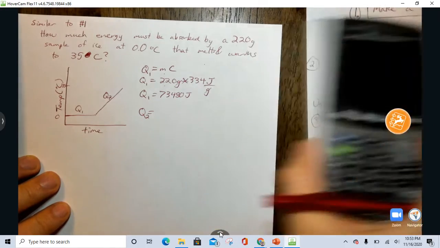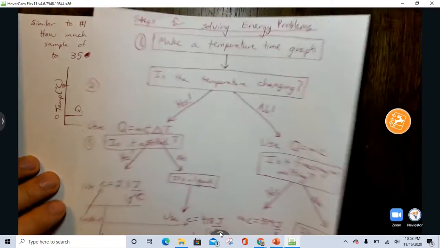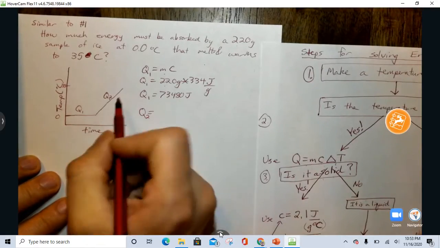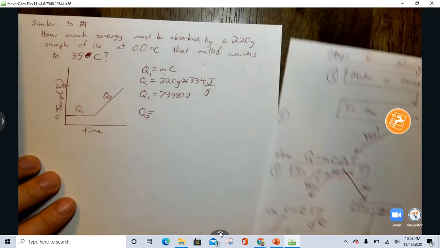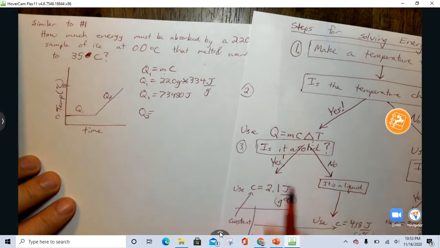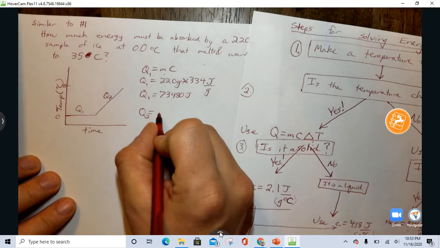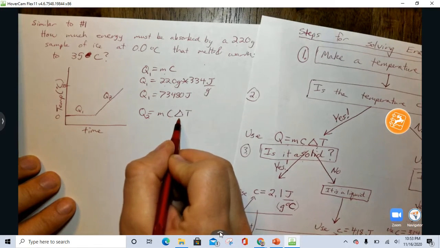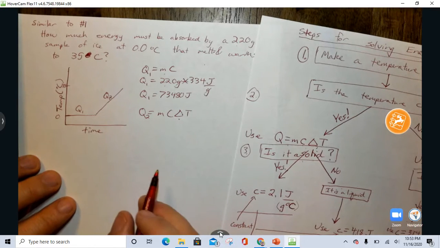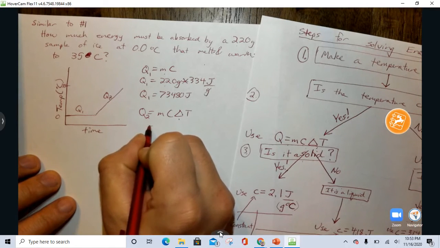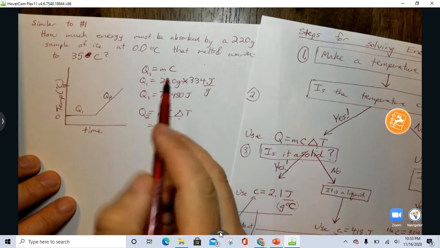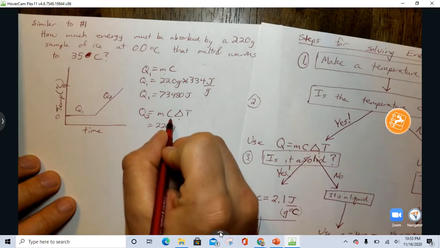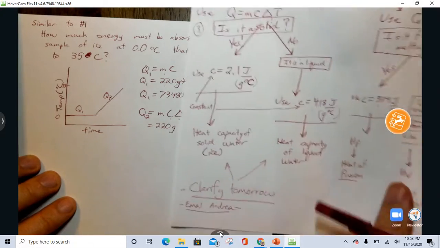Q2, go back to our chart: is the temperature changing? Well, you're darn tootin' it is. Look at it, it's going up. So now we're going to use this equation: MC delta T. We have a change in temperature, so we know we need to take it into account. Now we have the same M, 220 grams.